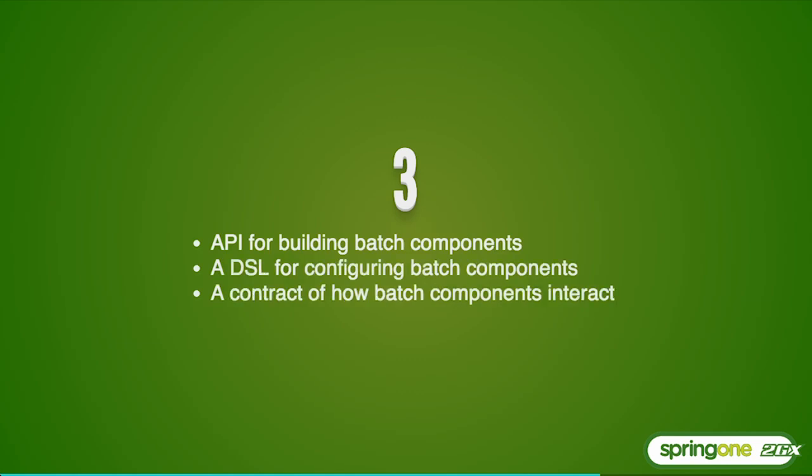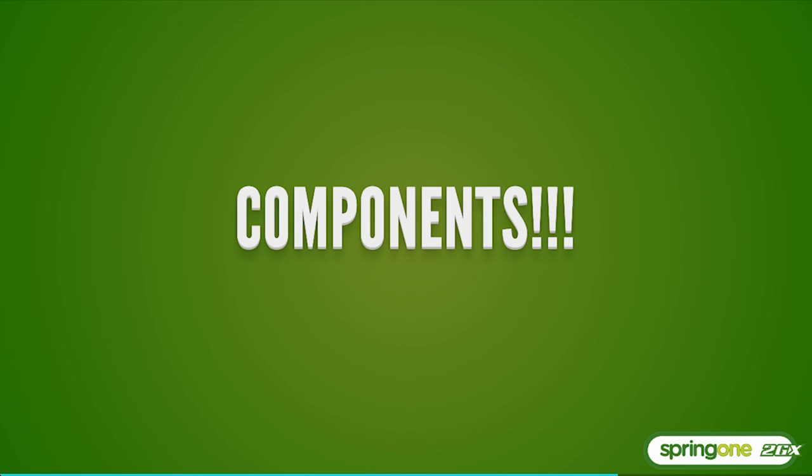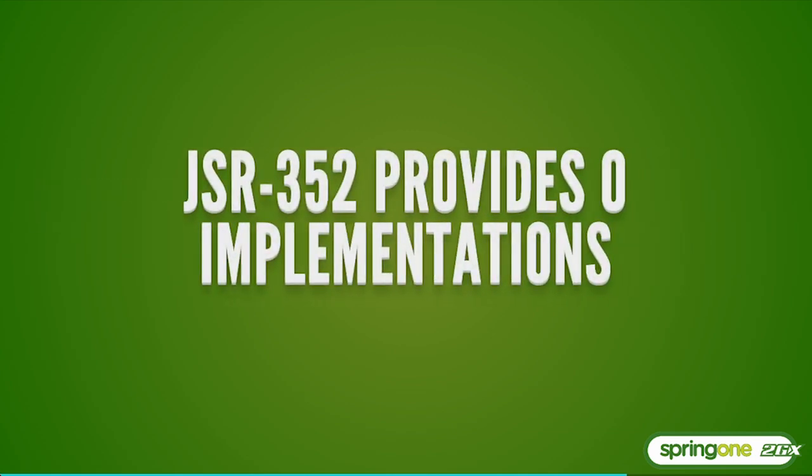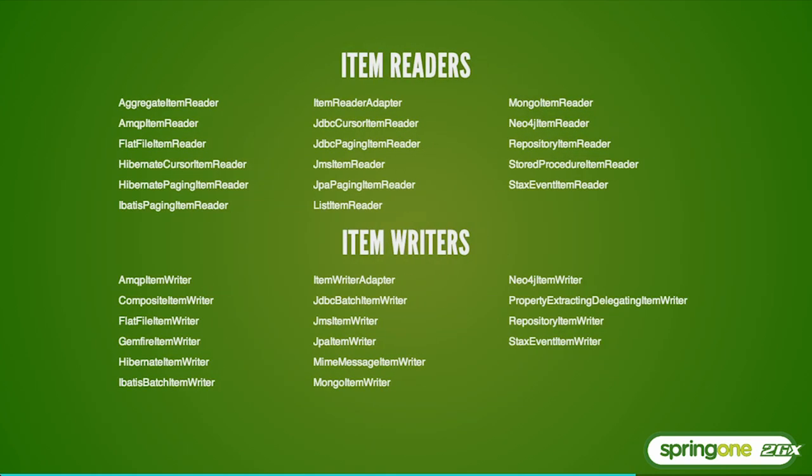I mentioned at the beginning of this talk that there are 3 things that the JSR provides. An API for building components, a DSL for configuring them, and a contract for how they're supposed to interact. What doesn't it include? Components. It's a bunch of interfaces, right? You get no readers, no writers, none of the stuff, all the things that make your life easy in Spring Batch, you don't get any of that out of the spec. In Spring Batch, you get a whole list of readers and writers, not to mention all the other things that these things can do.